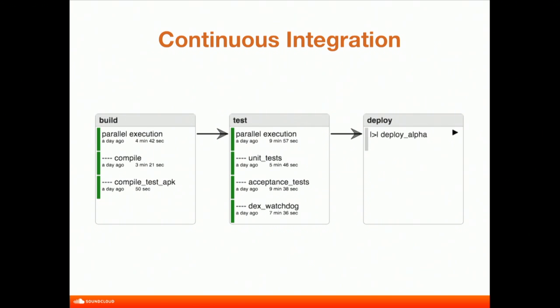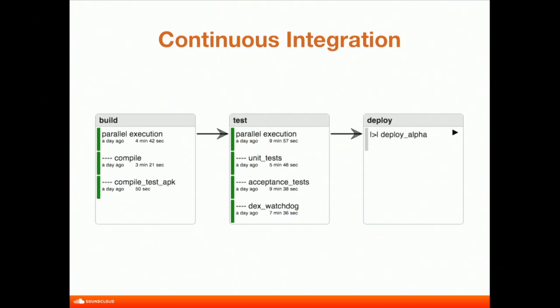So as part of the build stages, we do compilation for both the application APK and the test APK, as well as performing some static analysis. If that's all good, then we'll move on to the testing phase. So we run the unit tests as well as the automated UI acceptance tests. And we also have a stage that is called Dex Watchdog. So it keeps track of the methods that we have so that if we're reaching the Dex method limit count, we get notified before a release, which is really nice because that's been a problem in the past.